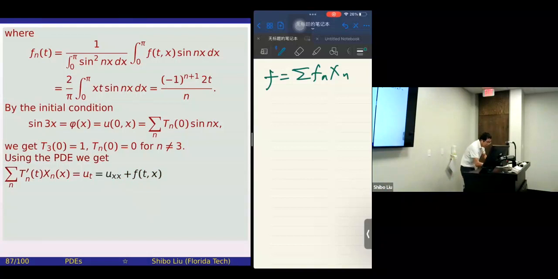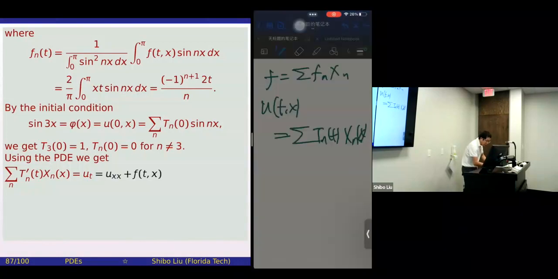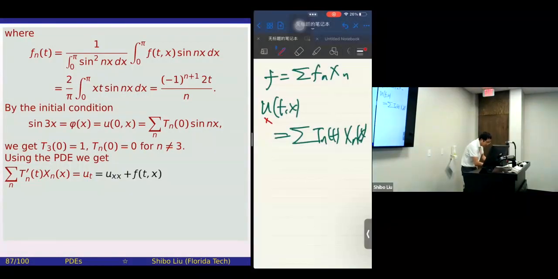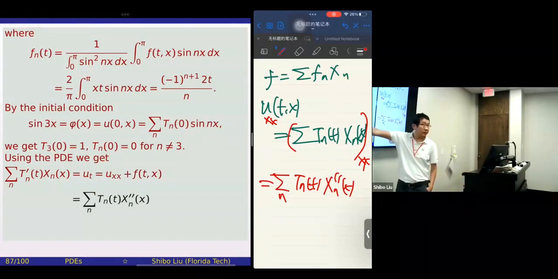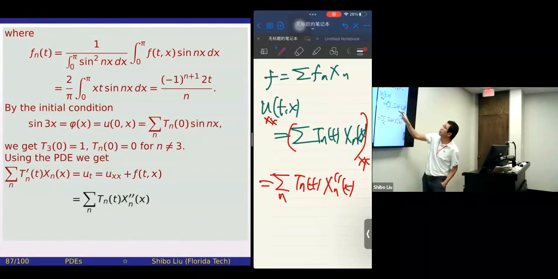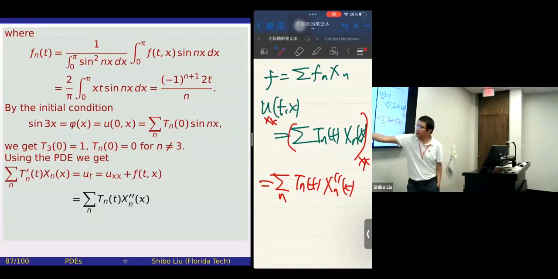And what is u_xx? If your u equals sum of T_n(t) X_n(x), in this case, your u_xx is what? u_xx is taking the derivative with respect to x twice here. Then switch the order of summation and the differentiation. You have T_n(t) X_n double prime(x). Okay, so yes, this is u_xx. The second order partial derivative with respect to x of this is just T_n X_n double prime. So you get this, okay?